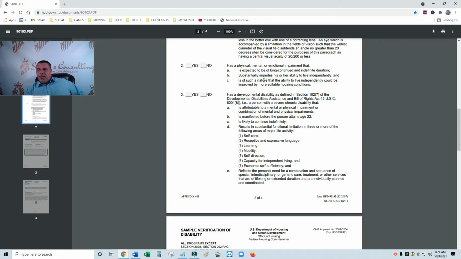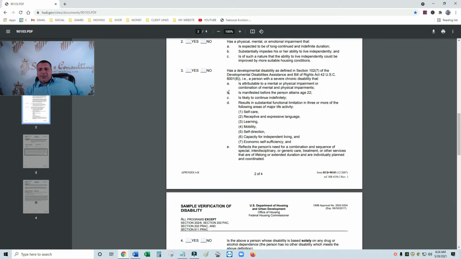Substantially impedes his or her ability to live independently. And C is of such a nature that the ability to live independently could be improved by more suitable housing conditions. And then the third and last is going to be several parts to this one. Has a developmental disability. So we're going to go ahead and skip that one. I think you can read what it is.